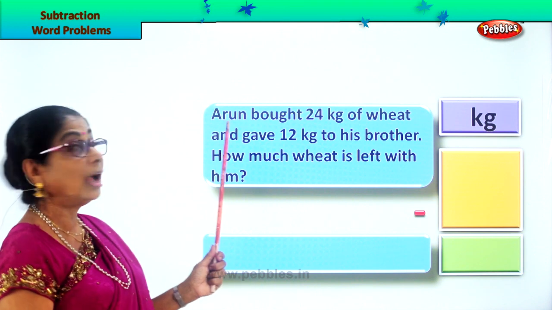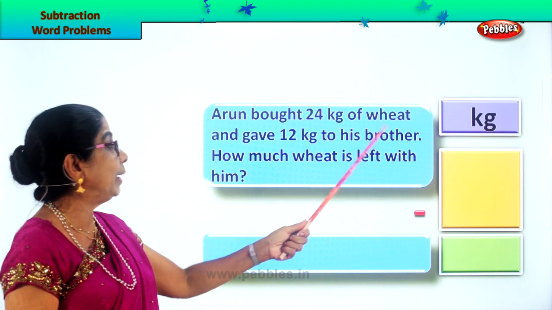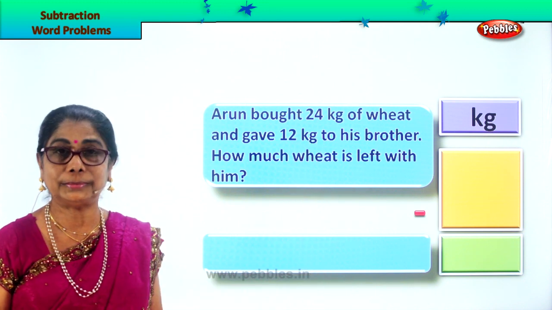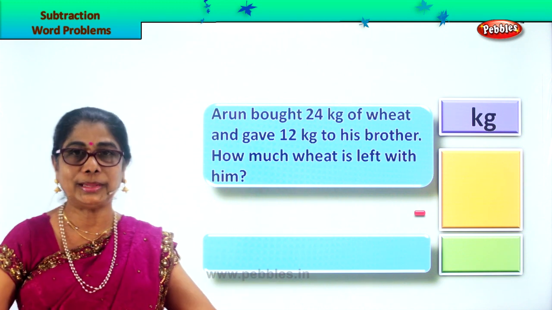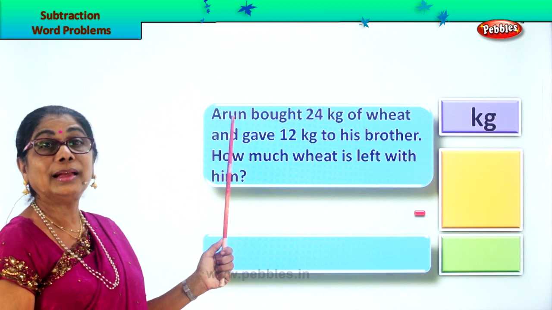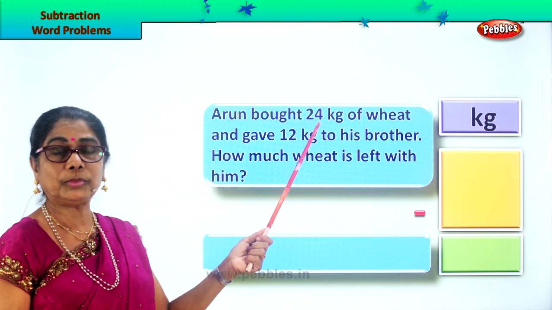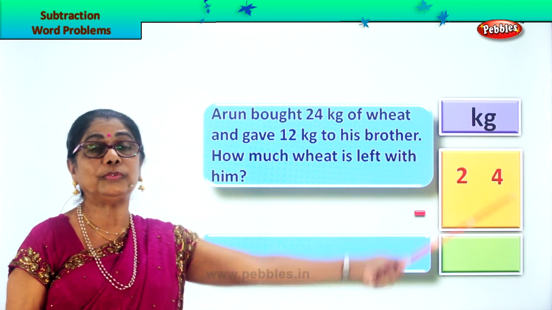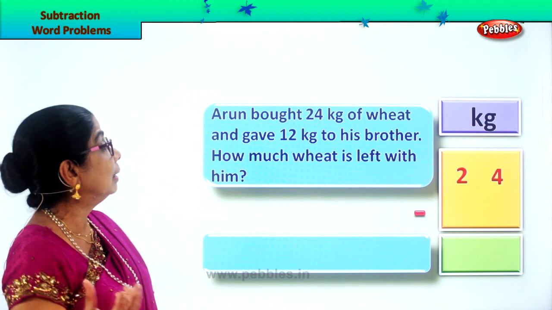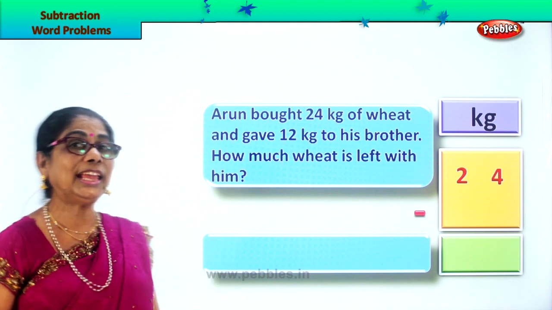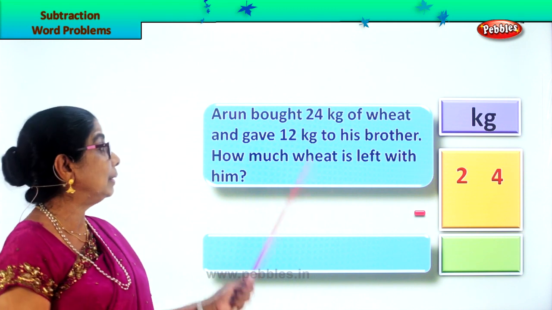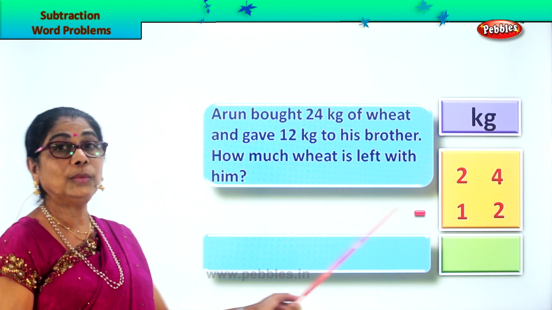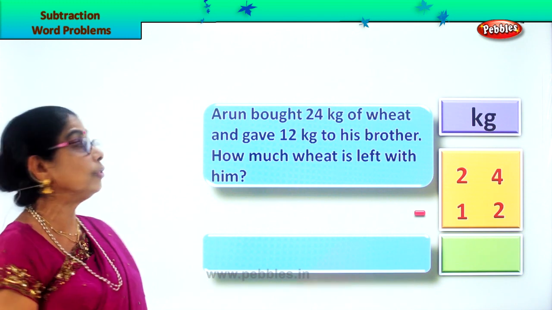Let's read together. Arun bought 25 kg of wheat and gave 12 kg of wheat to his brother. How much wheat is left with him now? Let's find out. What is the total kg of wheat Arun bought? So we write here 25. That's the total weight of wheat that Arun bought. Now, what is the weight that he gave away to his brother? The weight of wheat given away to his brother is 12 kg. So, minus 12 kg. When we subtract, we get what is left with Arun now.